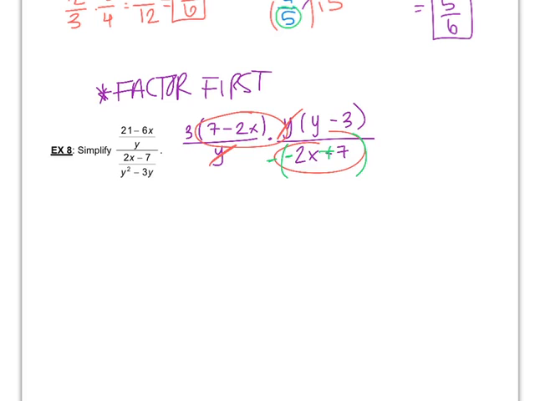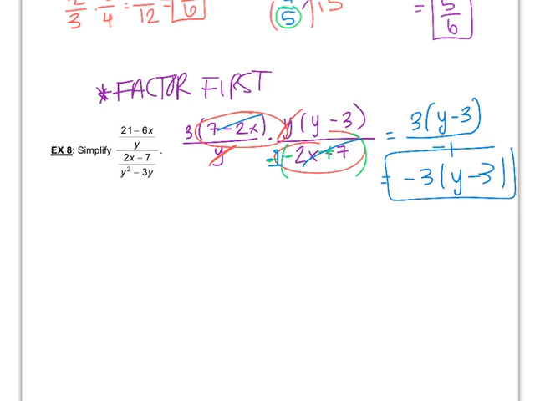But what I can't forget is that I have a -1 here multiplied by that whole thing. So those can cancel now, and this results in 3 times y minus 3 divided by -1. Which means I can just rewrite this as -3 times y minus 3. You can leave it like that. You can multiply the 3 through. I'm fine with either. We can't forget our restrictions, though.